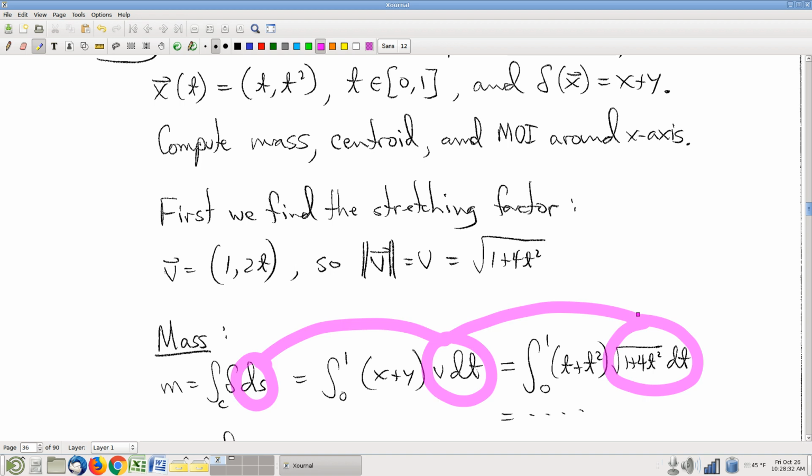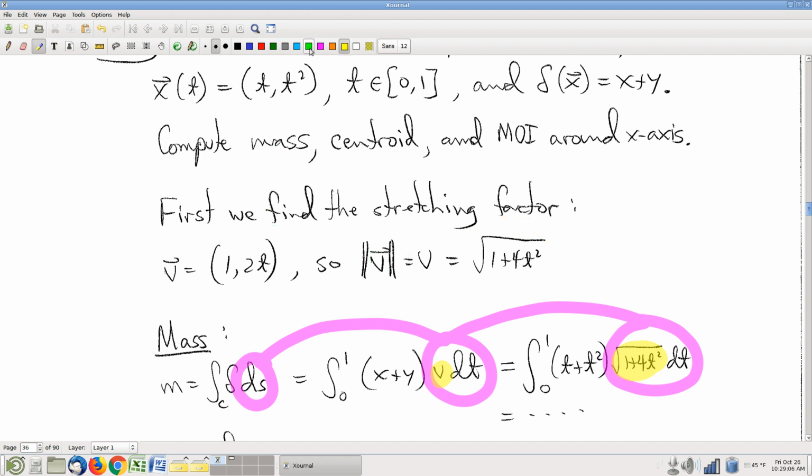Now, where did those details come from? What is v? Well, v is the magnitude of the velocity vector. The velocity vector is easy: you take the derivative of the parameterization, and that gives you your velocity vector. Magnitude of the velocity vector, easy calculation. All right, so that v is right there. Everybody good so far?